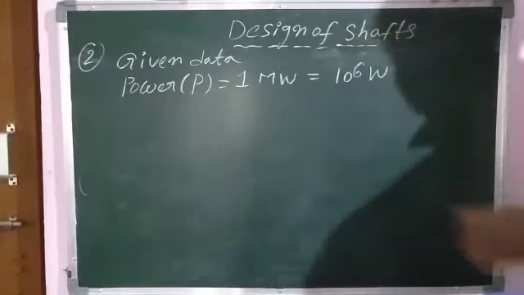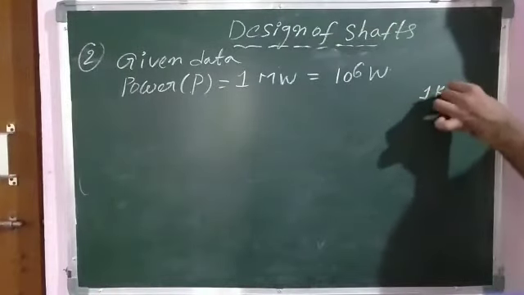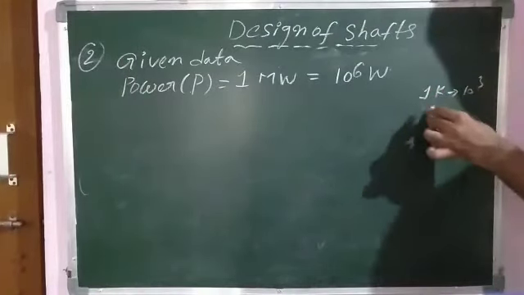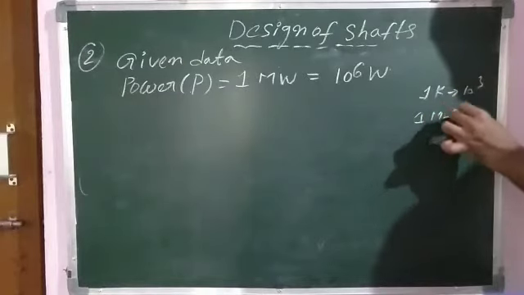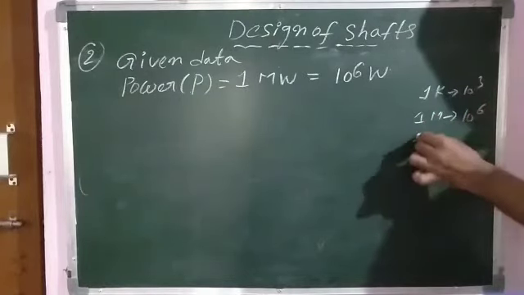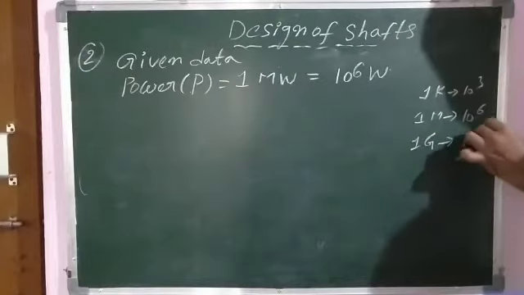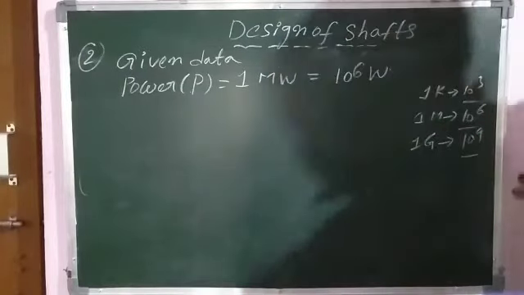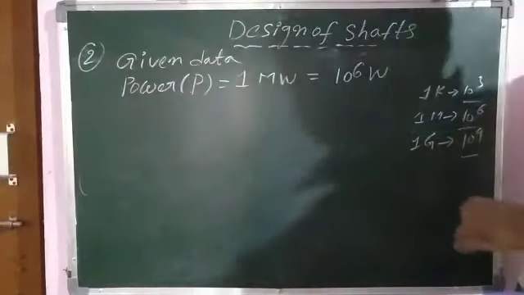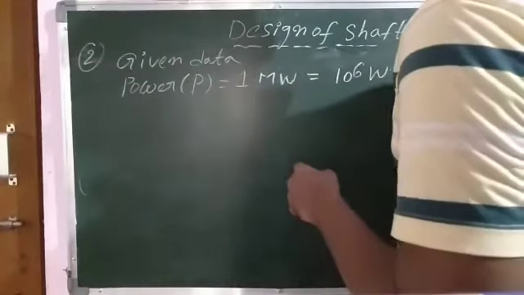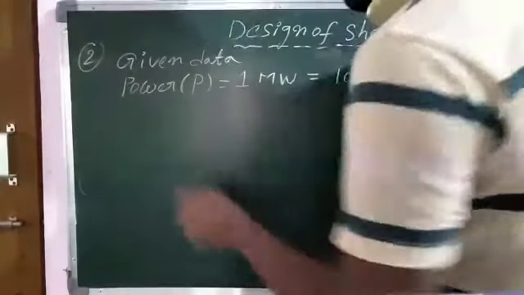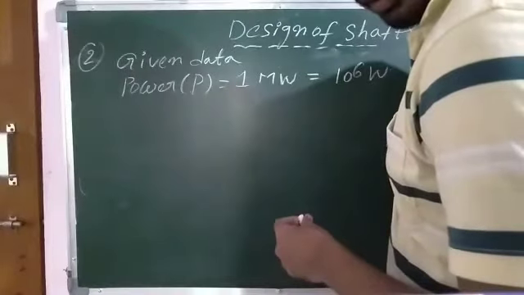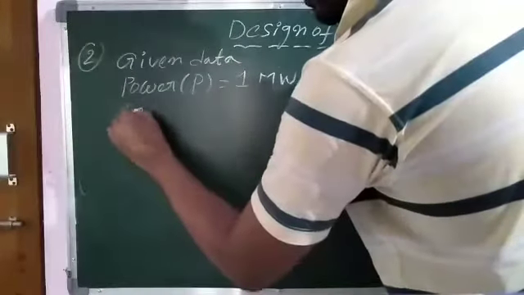Just remember, very important: 1 kilo means 10 cube, mega is 10 power 6 and giga is 10 power 9. Don't forget these conversions, very important unit conversions. Now what about the other data? Here speed is also given.